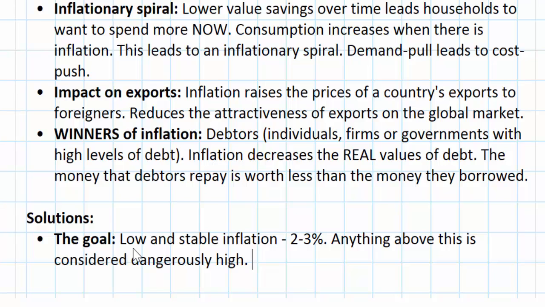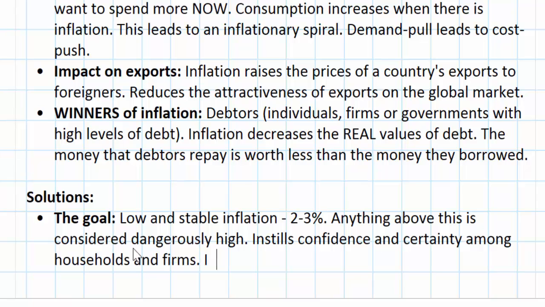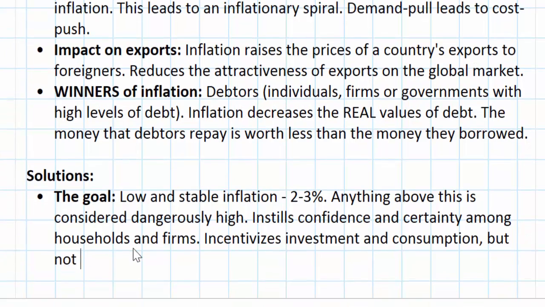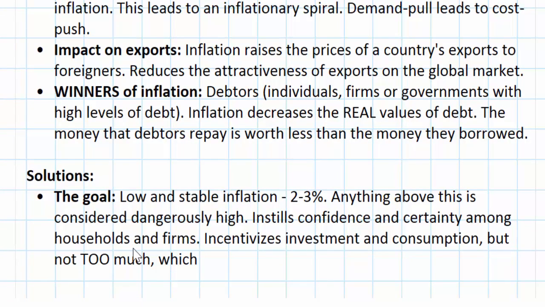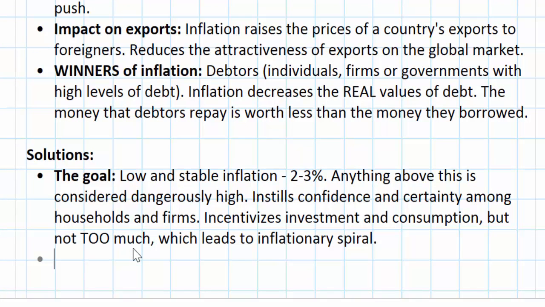I should also point out that I'm referring to more developed countries when I talk about the 2 to 3% inflation target. Less developed countries with higher economic growth rates should expect to live with higher inflation rates as well. However, 2 to 3% inflation is a range that instills confidence and certainty among households and firms. This also incentivizes investment and consumption, but not too much, which could lead to an inflationary spiral. So the goal, of course, is not to eliminate all inflation, rather to keep inflation low between 2 and 3%.